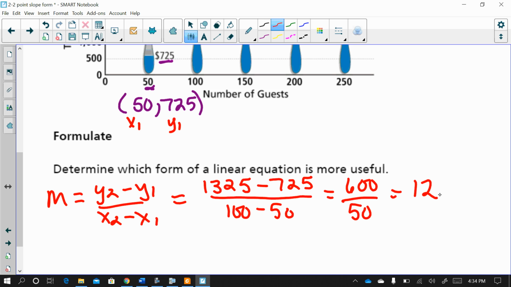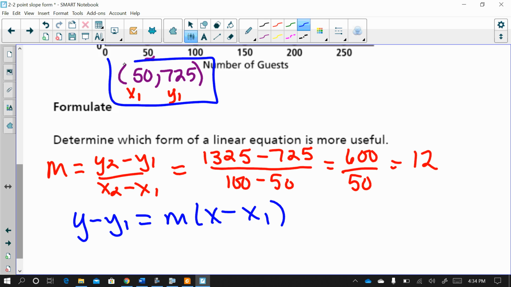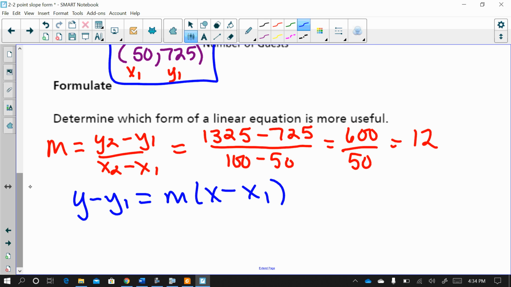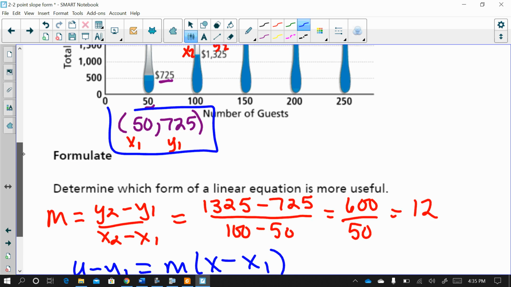Okay, there's that. So let's do point-slope now. y minus y1 equals m times x minus x1. Oh, there's a point right here. Let's plug in what we know. So y minus y1, which was 725, equals m, 12, times x minus 50. Okay, there's my equation. Let's see what the question asks us again.